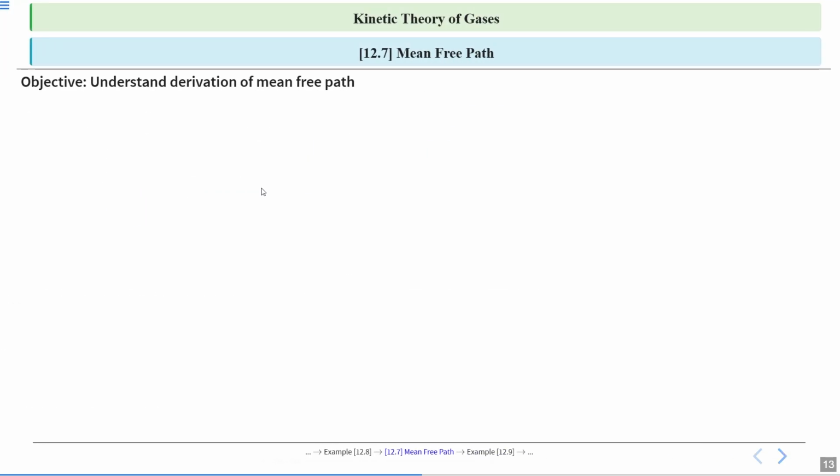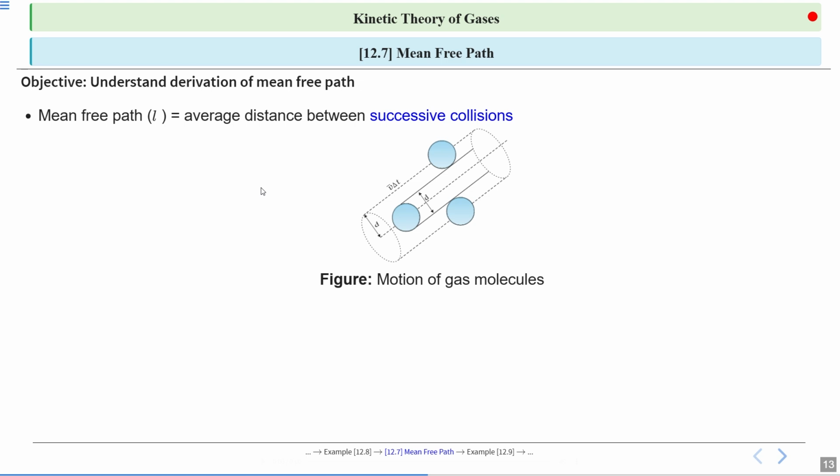Now, the mean free path is denoted as L. It is the average distance between successive collisions of a gas molecule. So, notice the figure illustrating the motion of gas molecules, which helps visualize this concept. Note the term successive collisions, as it highlights the continuous movement and interaction of molecules.